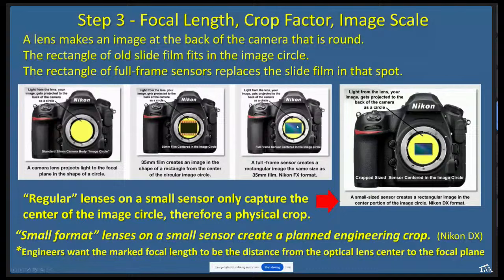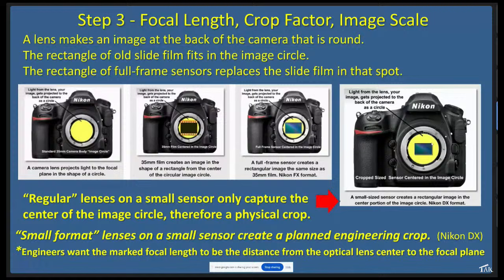The tricky part comes when you're using a regular camera lens on a small sensor camera. In that case, the small sensor is only taking an image of a portion of the center of the image circle. And this is what causes the physical crop factor. So in Nikon cameras, it's a 1.5 crop factor. So if you're using a 200 millimeter lens, that lens is behaving as a 300 millimeter lens.